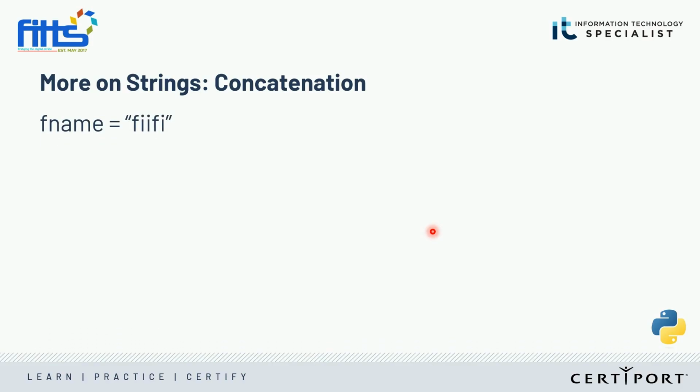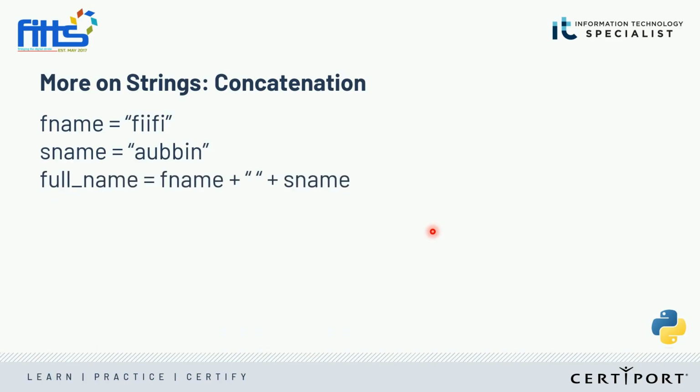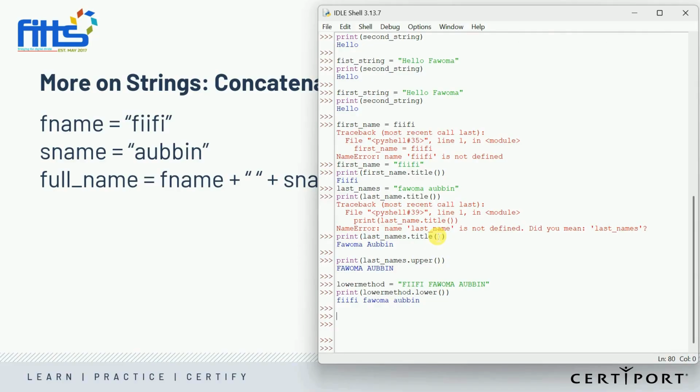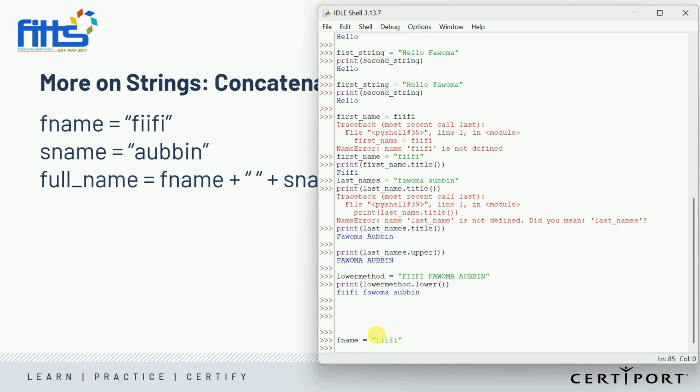So let's look at this. The first name here is Fifi. The surname here is Oben. For the full name, we are concatenating. In concatenation, we use the plus sign. So how do we join that? I'm going to define my variable f name. F name is equal to the string Fifi. Then surname, s name is equal to Oben.